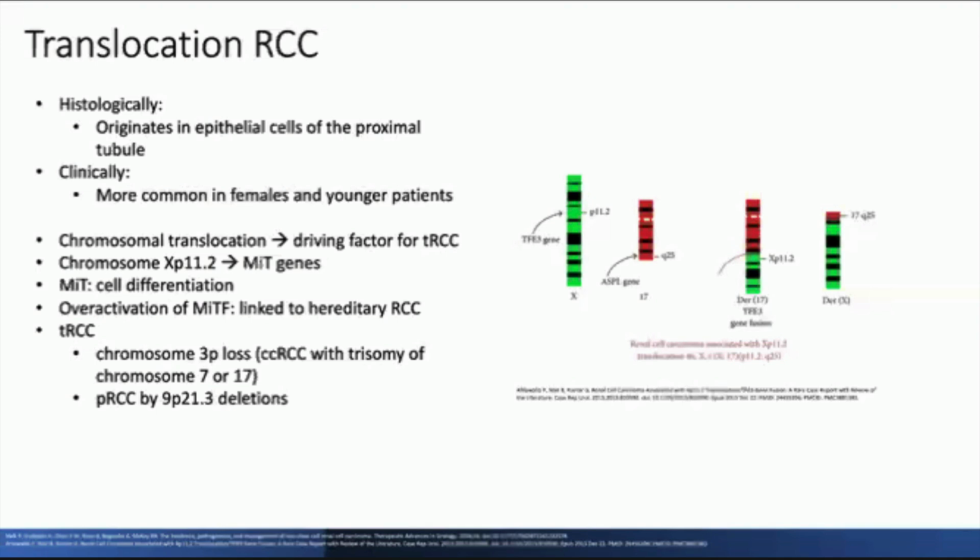And we know from previous studies that overactivation of the MiT family genes has been associated with hereditary RCC. And even though translocation here is the driving mechanism of this cancer, it's also been associated with chromosome 3p loss and others, which make it present similarly to other tumors, and as a result, it can be mistaken for other histologies and can be underrepresented to a certain extent.